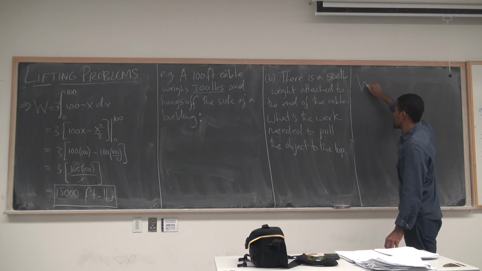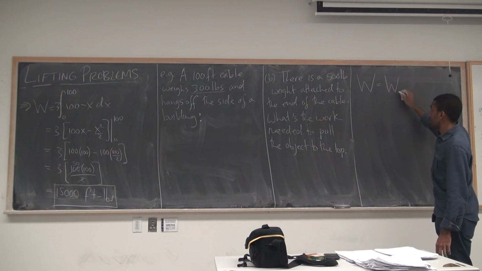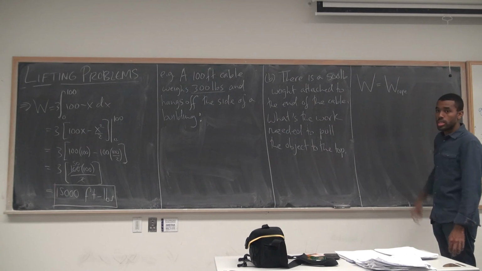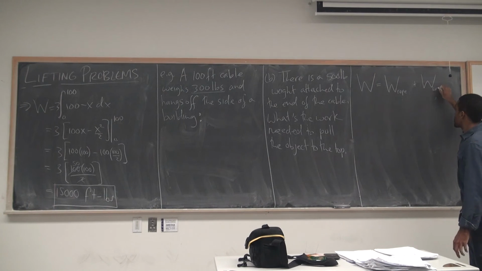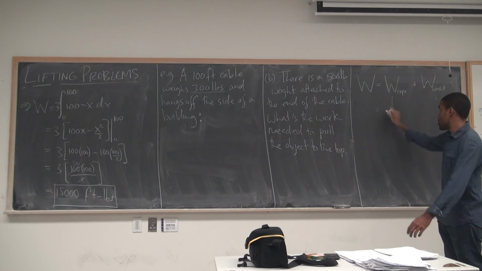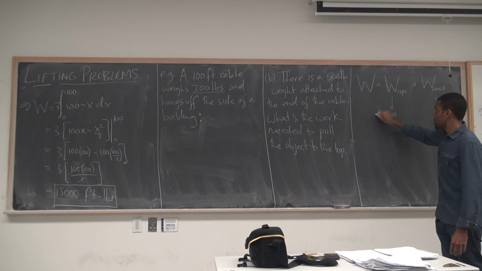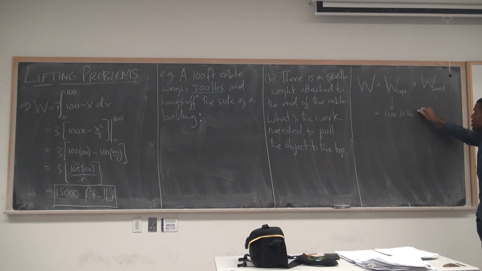How would you think of the work here? The idea is you can think of them both separately, right? The work is going to be the work to pull up the rope itself, we already found that, plus the work to pull up this weight, which does not change mass. This we already found. You would have set it up just as how we did before. That's 15,000 foot-pounds, right? So what's the work to move this weight?